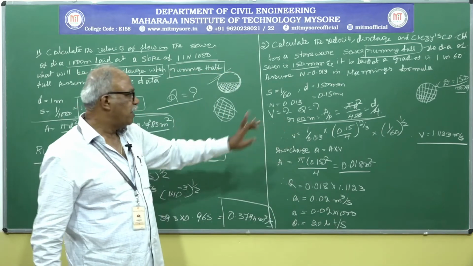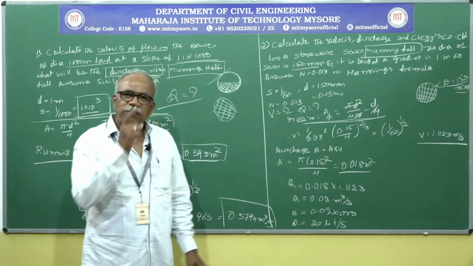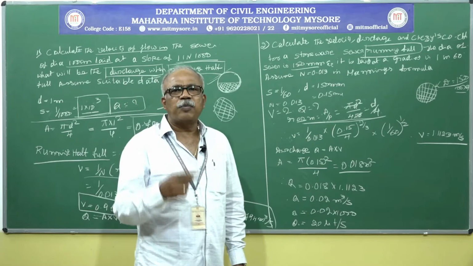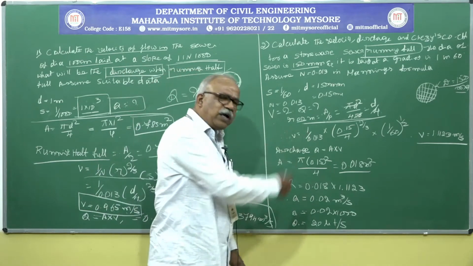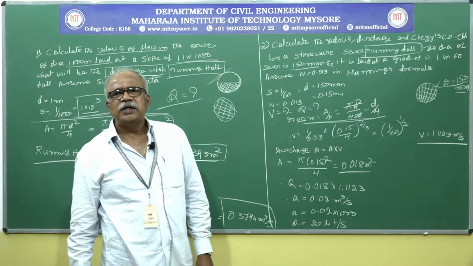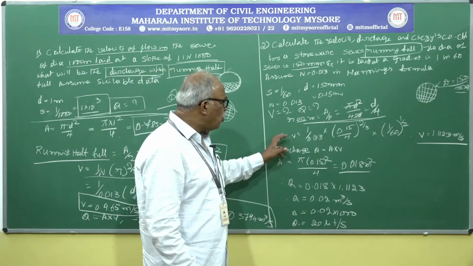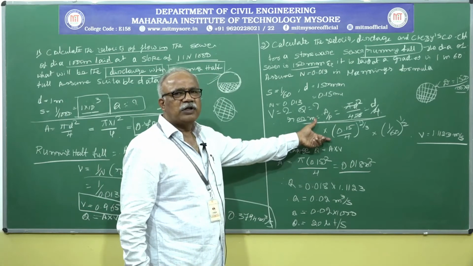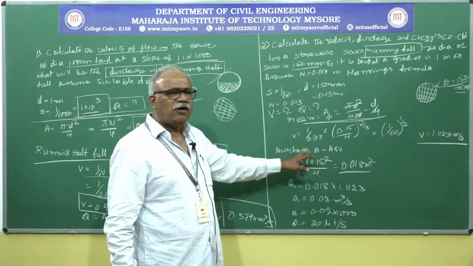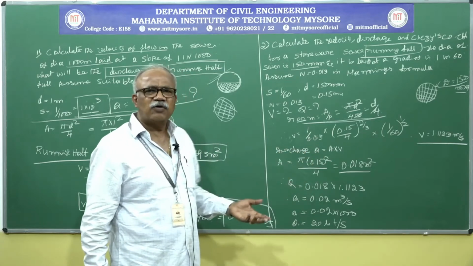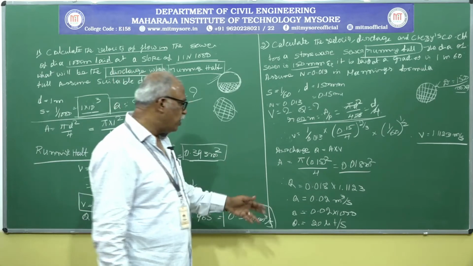Clear? Next, using Manning's equation, V is equal to 1 by n into small r to the power of 2 by 3 multiplied by 1 by s to the power of 1 by 2. We know the values for all of these in Manning's equation. Discharge also we have to calculate. For calculating the discharge, we know the equation from the previous problem, that is Q is equal to A into V.